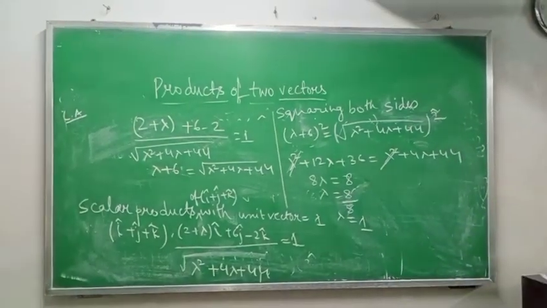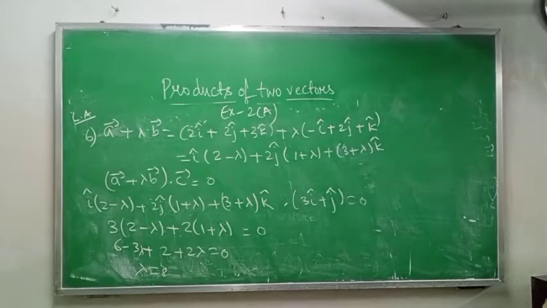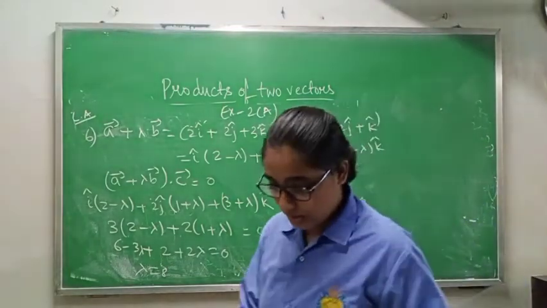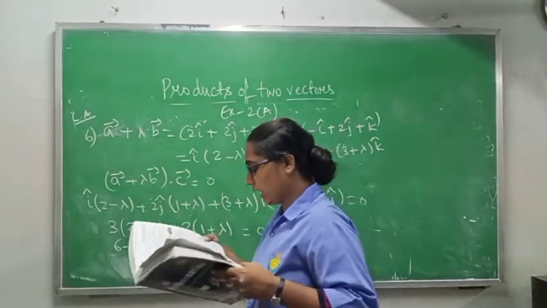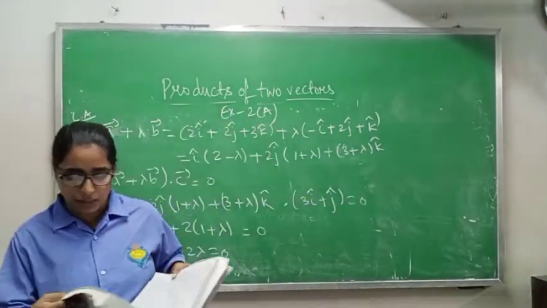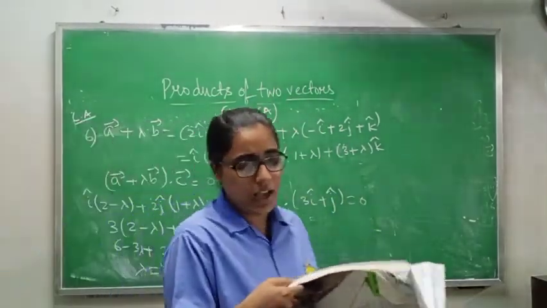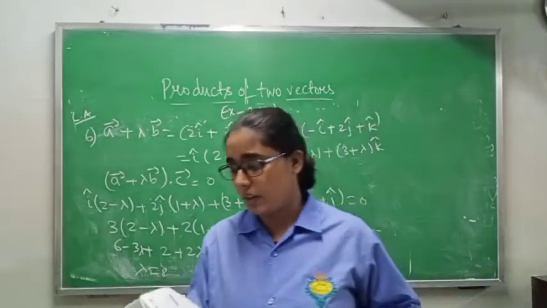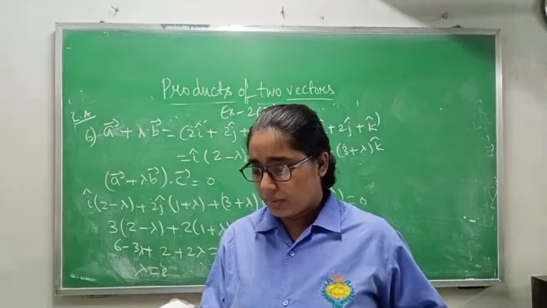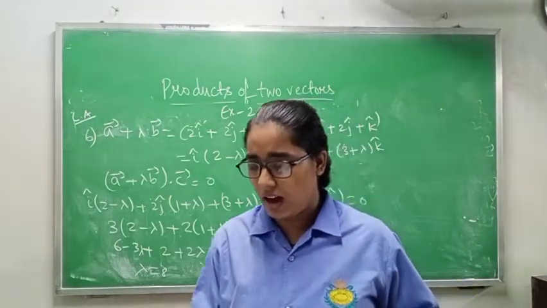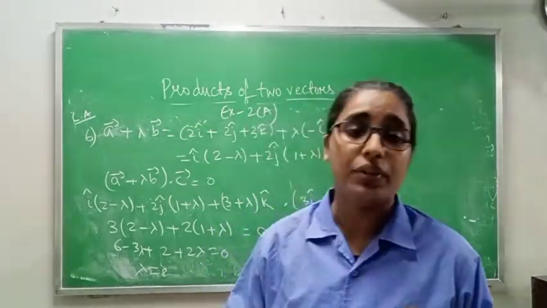Okay. Now class 12, see long answer question number 6. It is written: let A vector equals 2i cap plus 3j cap plus 3k cap, B vector equals minus i cap plus 2j cap plus k cap, and C vector equals 3i cap plus j cap be three given vectors. If A vector plus lambda B vector and C vector are perpendicular to each other, find lambda.